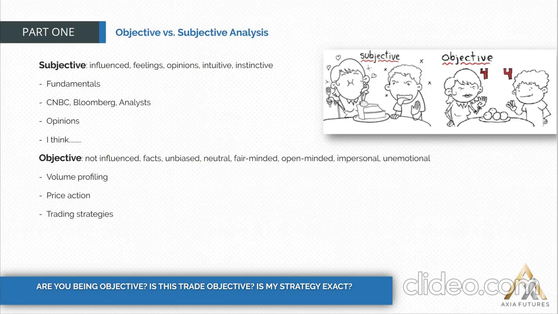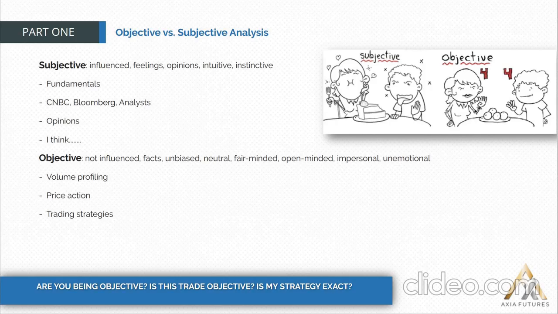It's objective. Objective is not influenced. It's factual based. It's unbiased. It's neutral. Fair-minded, open-minded, impersonal, and unemotional. As we can see, it's the complete opposite of subjective. It's fact-based. It's exact. There's no idea or opinion about it.